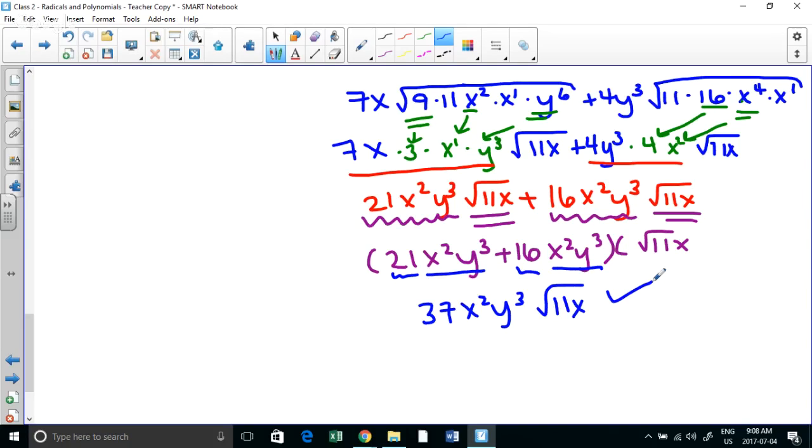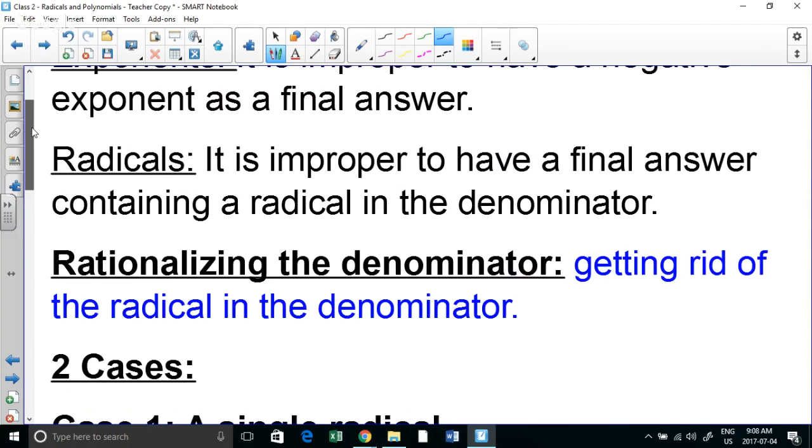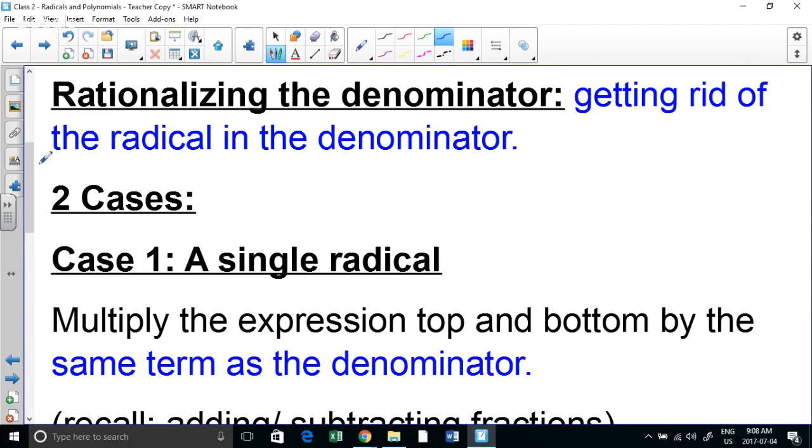Any questions? All right. There's one last thing for us to do with radicals, and then we are done with radicals, which I'm sure makes us very, very happy. Okay. I'll let you write down the blue, and then we'll go over what we have to go over.